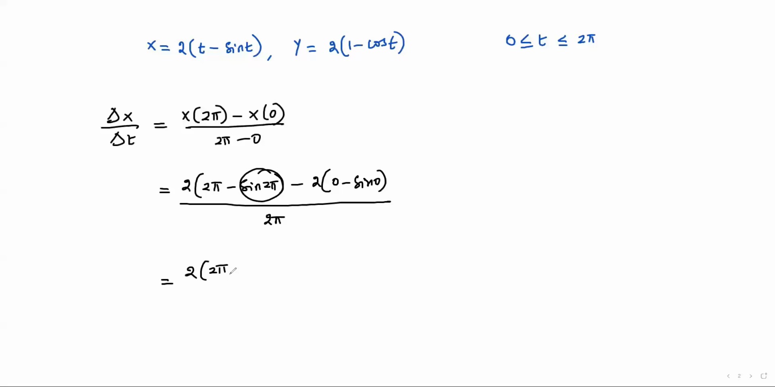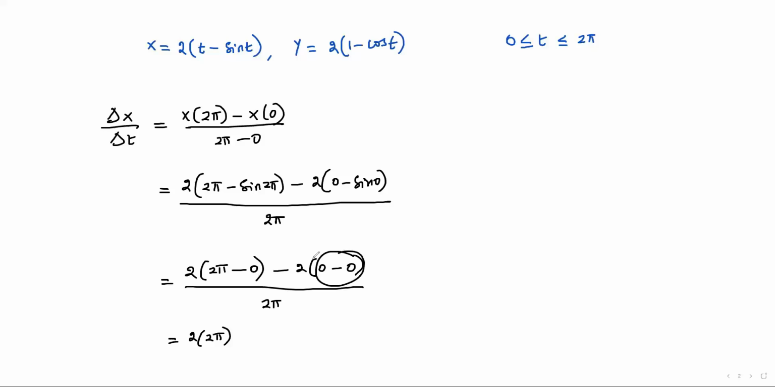Okay, 2 times 2 pi. The value of sine 2 pi is 0. Minus 2 times 0 minus, the value of sine 0 is 0, over 2 pi. Okay, so the simplification of this one is just 2 pi. 2 pi minus 0 is just 2 pi. And this is 0. 0 times anything will be 0. So this part will completely become 0. So 2 times 2 pi over 2 pi. So 2 pi will cancel out. We get 2. So the average rate of change for x of t is 2.